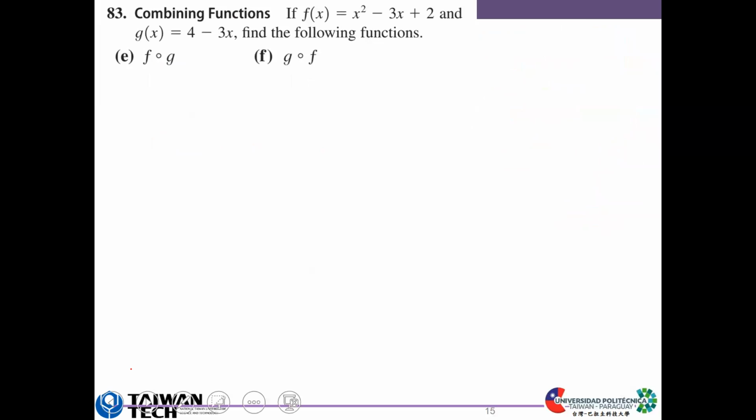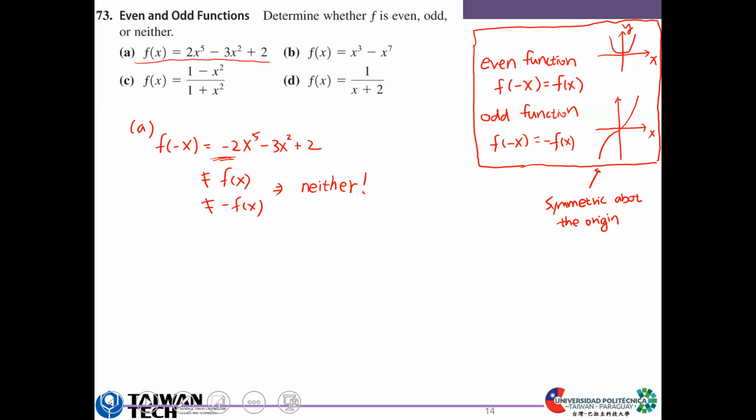Okay, and then let's look at problem B. Problem B, f(-x) equals minus x to the power 3 plus x to the power 7. It equals minus f(x). Okay, then it is an odd function.